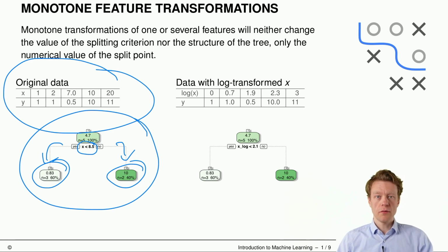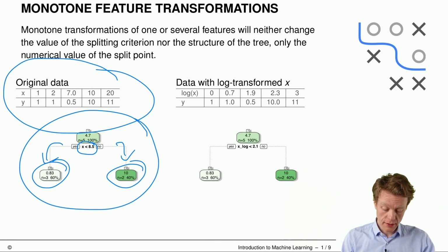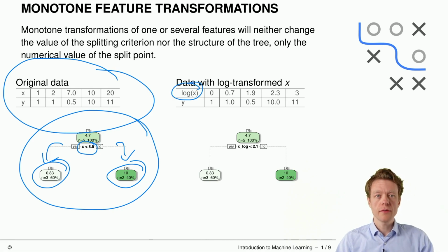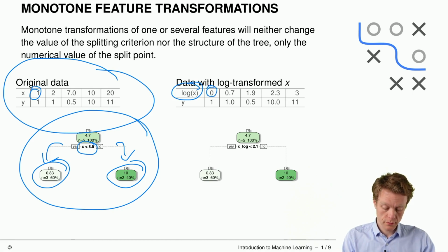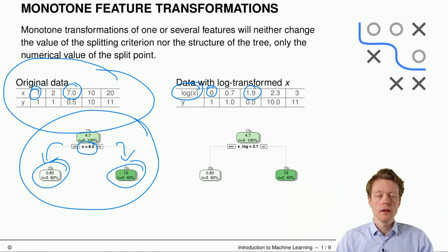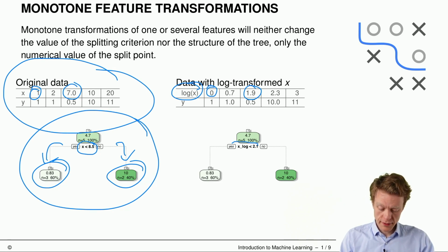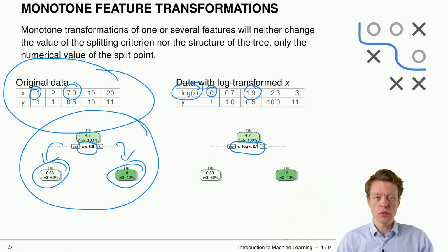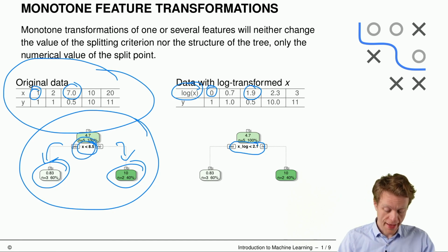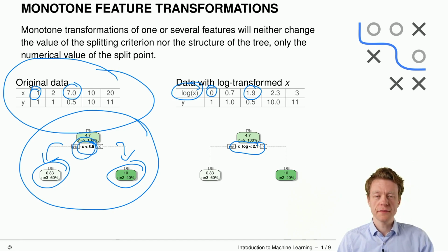Now let's have a look at the right hand side here. We have also data points, but now we took the logarithm of the feature x. So log of 1 is 0, log of 7 is 1.9. The y values, the target, are the same, and now we let grow a small tree on those data points, and of course the splitting point of that feature will be different. So x log splits at 2.1, whereas x splits at 8.5.